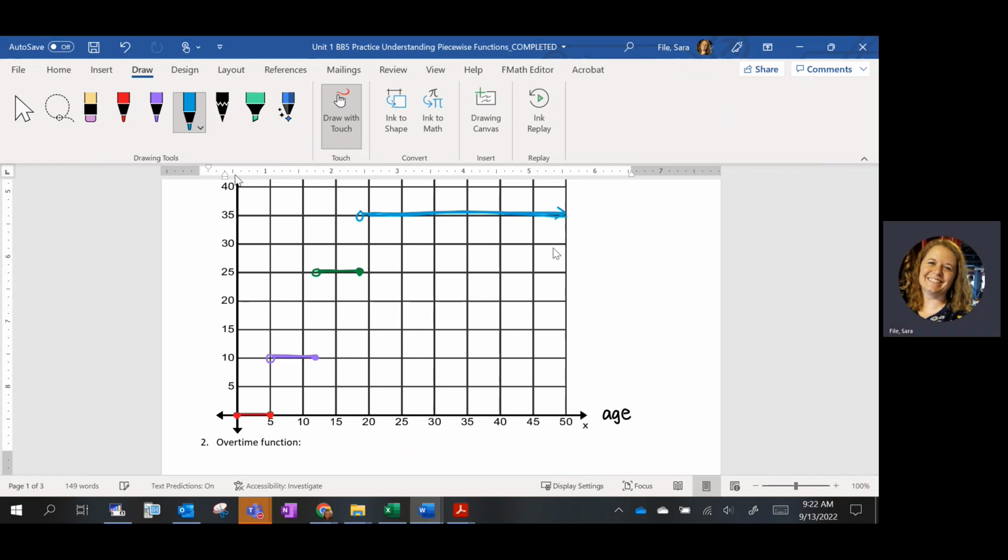Everybody good with that function and how we sketched it? Does that make sense? Notice at the values where the domains overlap, only one point is solid, inclusive. The other is an open circle. It's not included. If you were to make both of these solid, this would no longer be a function, would it? So it would fail the vertical line test. There would be more than one y value at any given x value. So you can't have a value included in two different intervals of the domain.